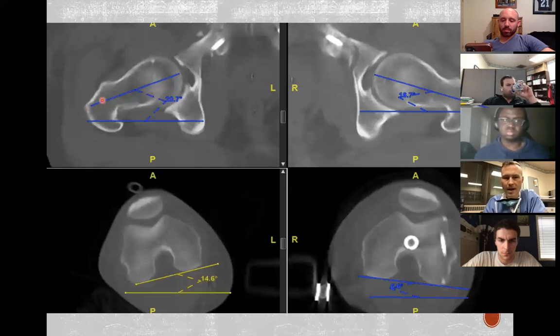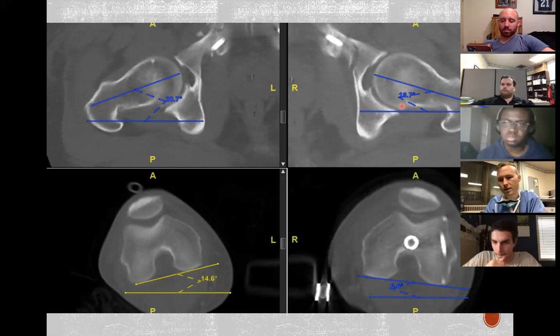So on the intact side, we have 20 degrees of external rotation of the femoral neck relative to the horizontal plane. And the distal femur, we have 14 degrees of external rotation of the femoral condyles relative to the horizontal plane. On our injured side, our measurements are 16.7 and 6.6.